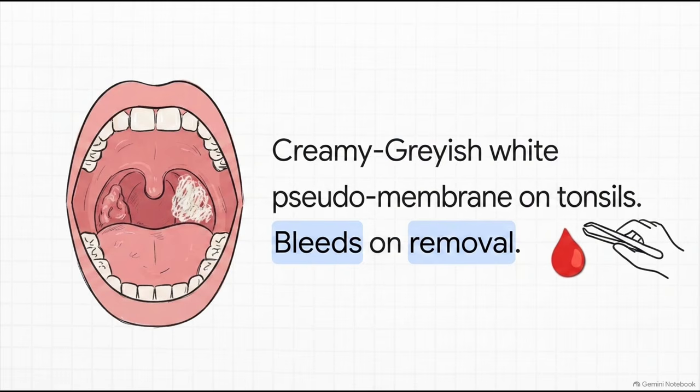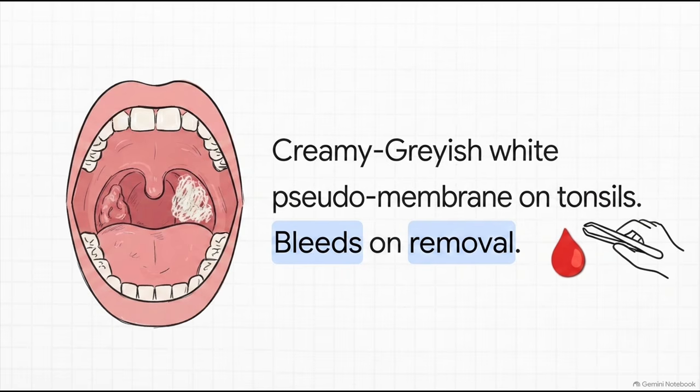And this brilliantly illustrates the direct clinical result of that EF2 inhibition we discussed earlier. All those dead tonsillar epithelial cells clump together to form a creamy grayish-white pseudomembrane, entirely covering the tonsils. But here is the major clinical red flag.